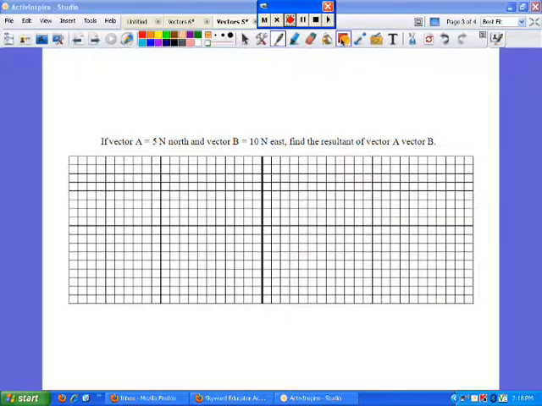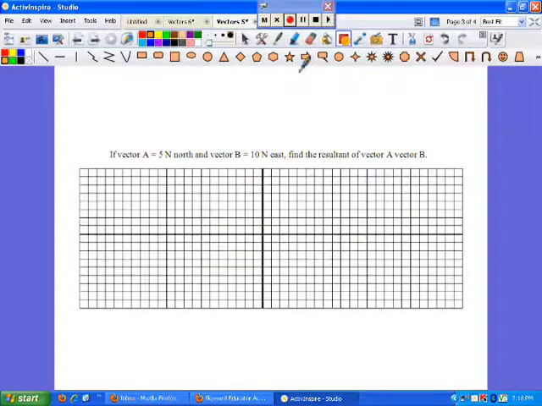Question number 3. Question number 3 is relatively basic, and in question 3 we're able to use a scale of 1 block is equal to 1 newton. Vector A is a 5 newton vector towards the north, and vector B is a 10 newton vector towards the east. Again, we follow the very same steps.